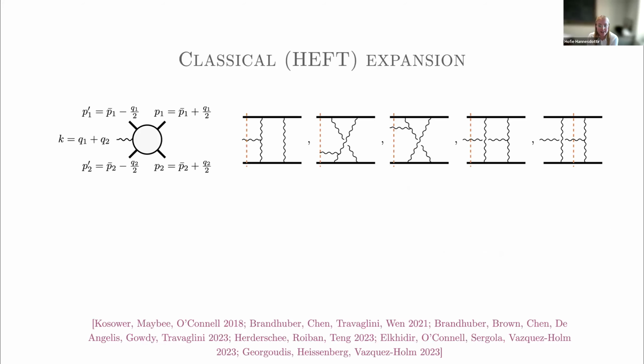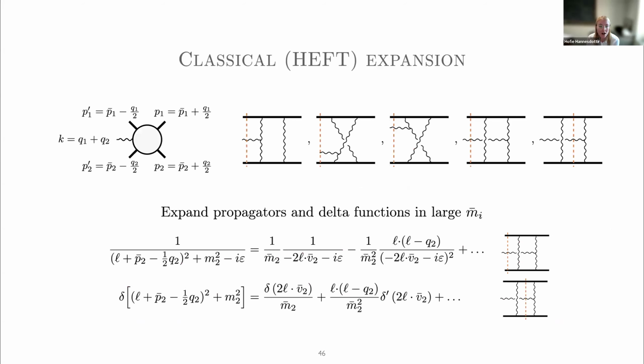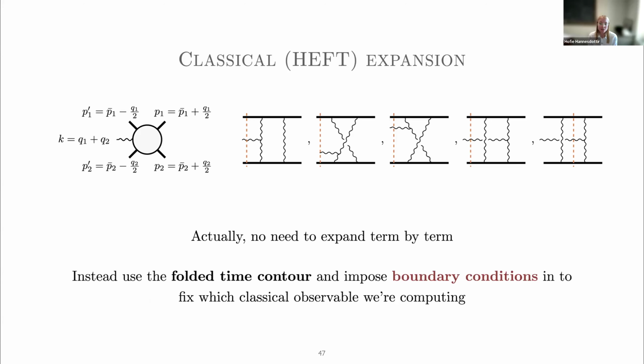And we can go ahead and compute this, and this was done around a year ago in these papers from 2023 by multiple groups. We can actually compute this in the classical limit. So using, again, the techniques of Kosower-Maybee-O'Connell, we can basically expand the propagators and the delta functions in large masses and add up these amplitudes and cuts. But as promised, we don't actually need to expand term by term.